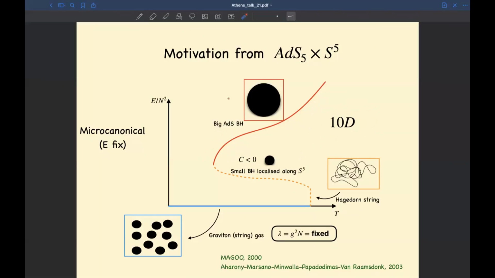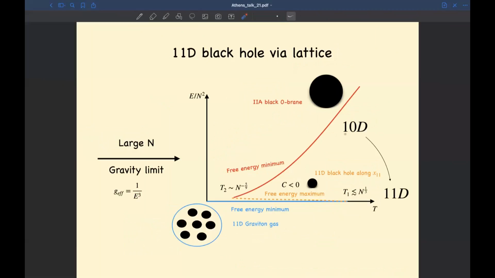So having built some intuition from this AdS5 times S5 case, now I want to show what we would expect for the D0 case. This is the graph from two slides ago, where I want to claim that it could be possible that this free energy minimum, the confined phase here, would correspond to a graviton gas, but in this case an 11-dimensional graviton gas.